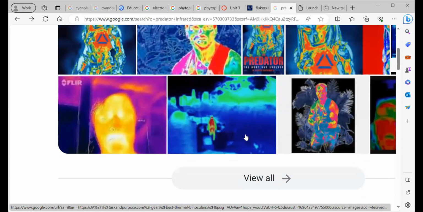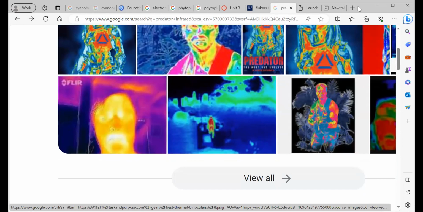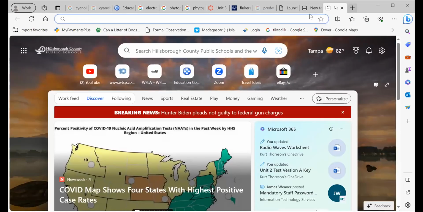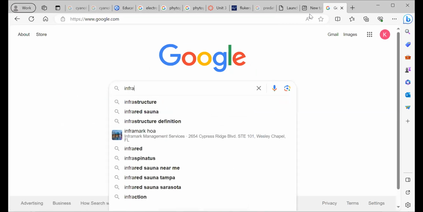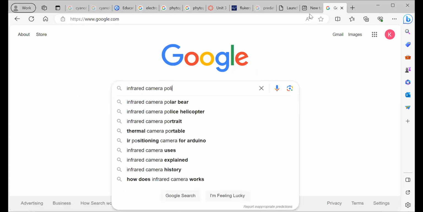This is another example of infrared. It's something I just thought of in case any of you want to run from the police one day. Hopefully you don't do that. Infrared camera police.